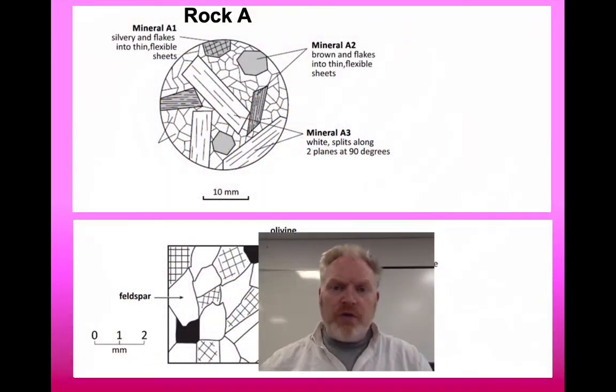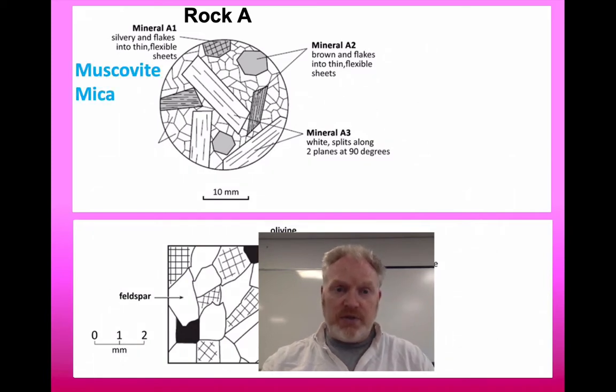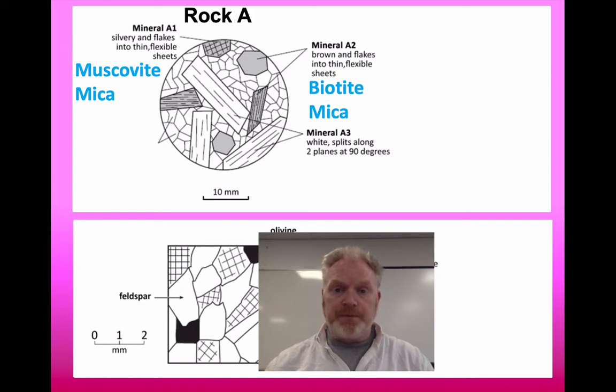So let's work through the rocks in turn. If you need to add anything to your descriptions or annotations, do so as we're going through the video. Okay, let's start by identifying some minerals. Mineral A, or A1 should I say, is muscovite mica. Mineral A2 is biotite mica. If you put mica for both of those, that's completely fine. Mineral A3 then, because of those two planes of cleavage and the white colour, has got to be a feldspar.